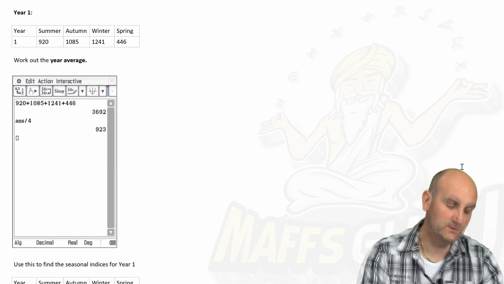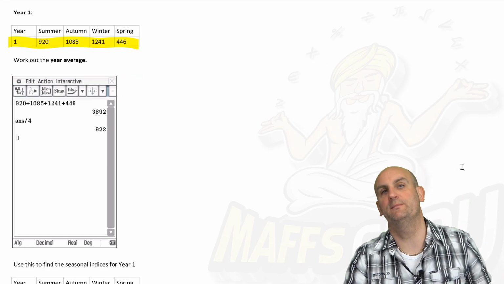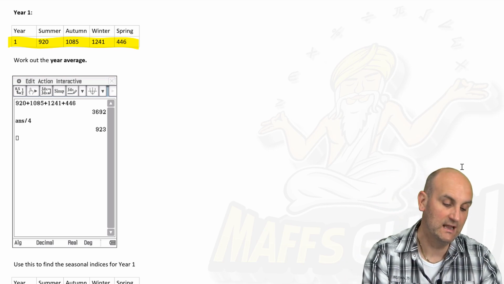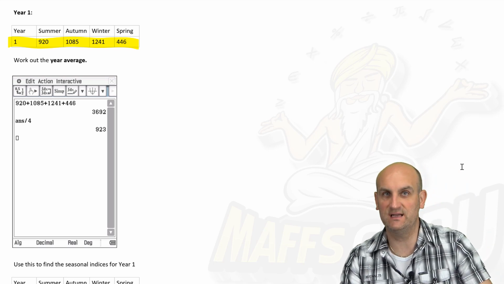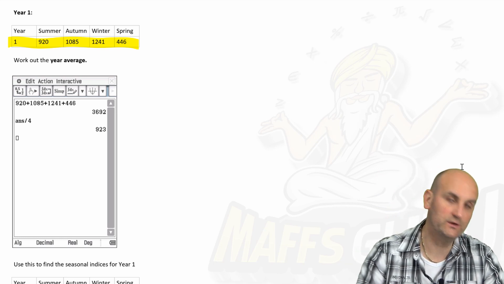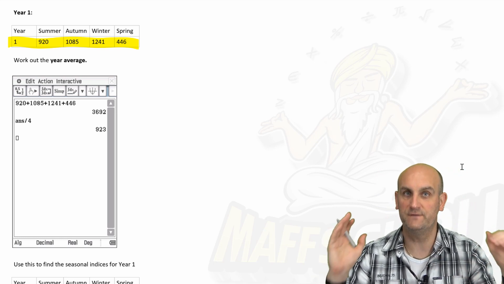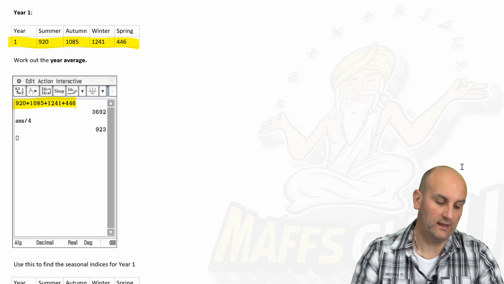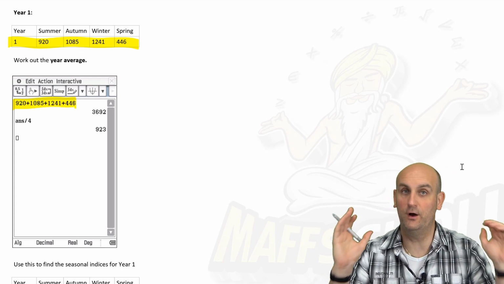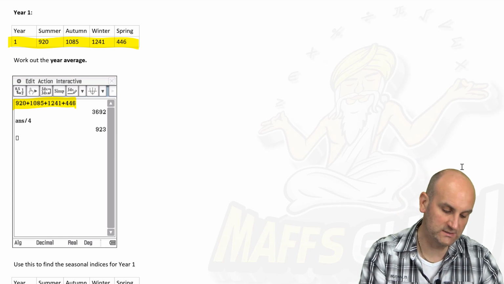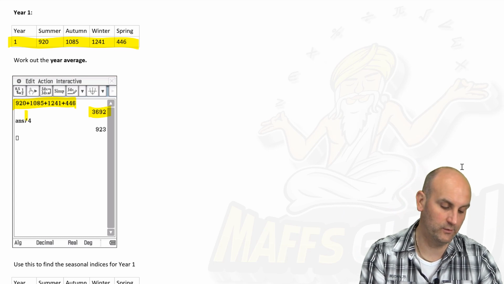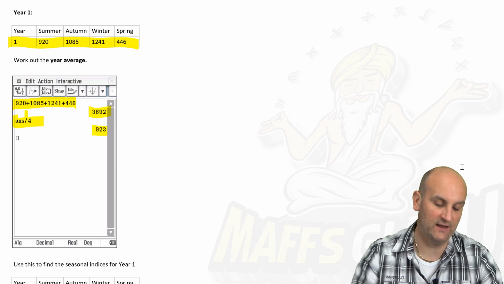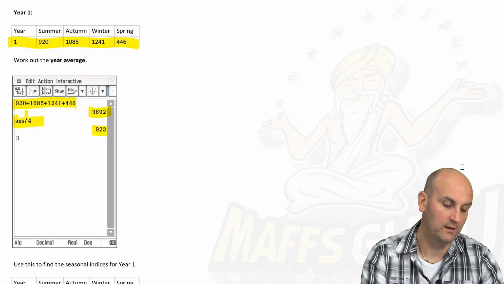Year 1, so I've taken the raw data values and put them in the table there: 920, 1085, 1241, and 446. How do we work out the seasonal indices for each of those data items? Well, first thing we've got to do is work out the average for that whole year. How do we do that? Well, as I show on my computer or calculator screen, to work out the average for the whole year, add the values together, which gave me 3692, and divide it by 4. Why? Because there were 4 data items. That gave me an average of 923.